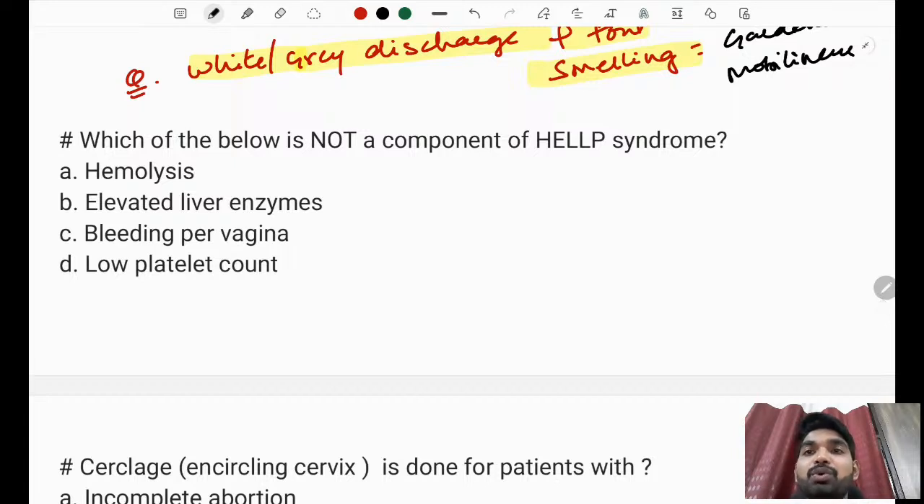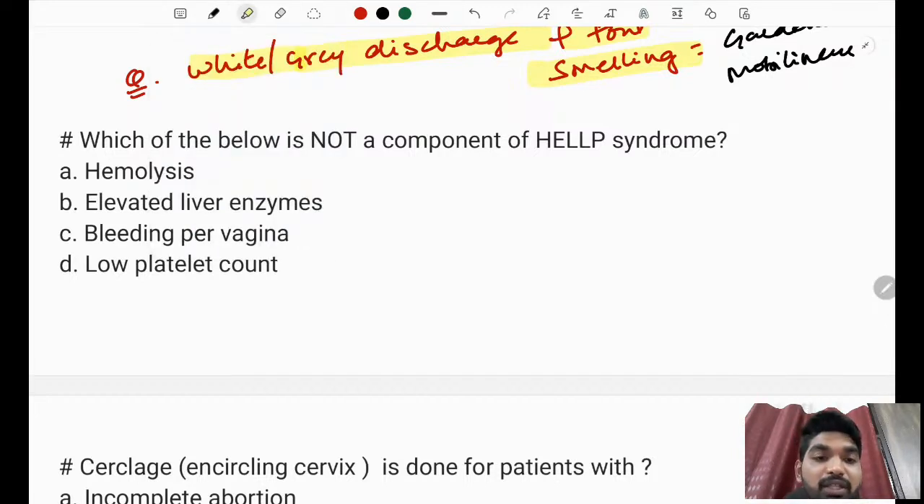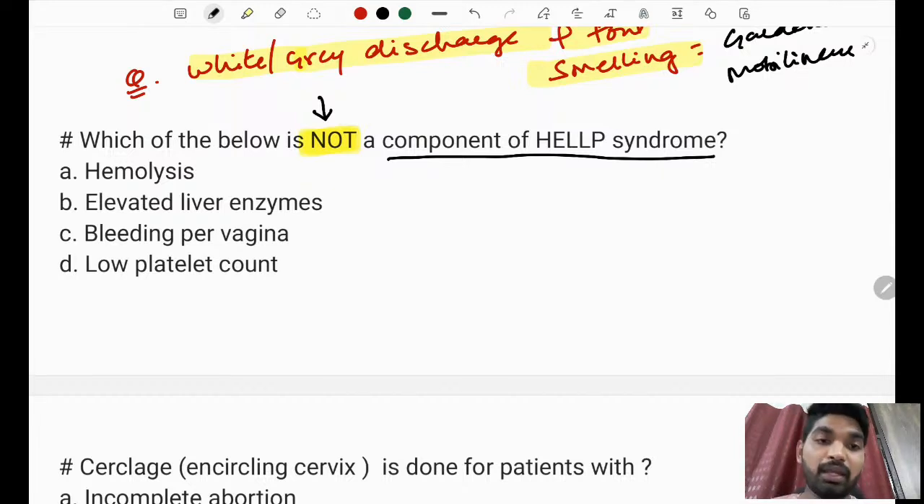Now coming to the other MCQ. Now tell me, what is the answer for this? Which of the below is not a component of HELLP syndrome? They are asking you, kindly go through the question. A. Hemolysis. B. Elevated liver enzymes. C. Bleeding per vagina. D. Low platelet count.